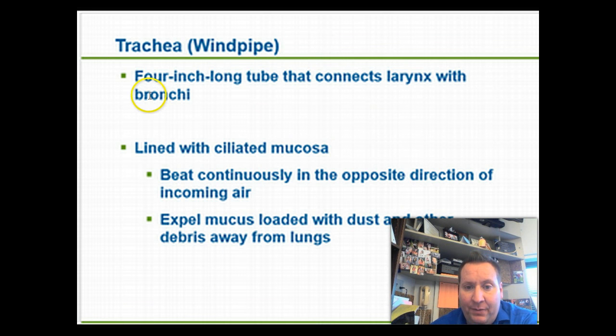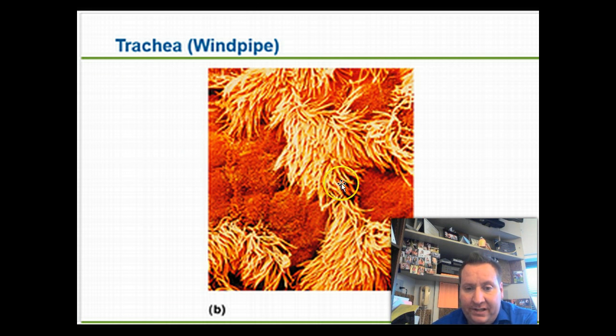This is that windpipe that we have. It's a 4-inch long tube. It's lined with the ciliated mucosa, and we're talking about these beating in the opposite direction of the incoming air itself. It's going to expel mucus loaded with dust and other debris from the lungs. So we're still cleaning and purifying this air as it's moving down the respiratory passageway. Again, this is just another conducting passageway that's doing that. These are what these ciliated mucosa cells look like. You can see these little hair-like structures on the surface of them. They help filter out and clean that air itself.